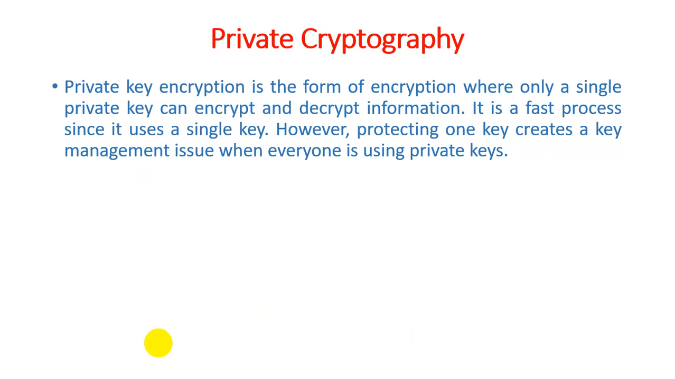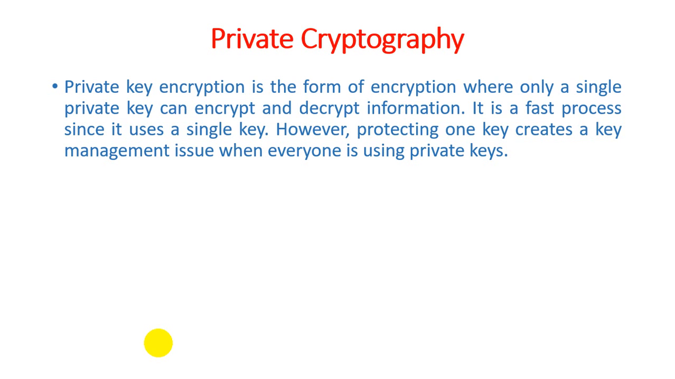Now we discuss what private key cryptography is. Private key encryption is a form of encryption where only a single private key can encrypt and decrypt information. By comparison, if we secure our data with public key cryptography, we require two keys, one public and one private. But if we secure information with private key cryptography, we just require one key through which we can perform both encryption and decryption.